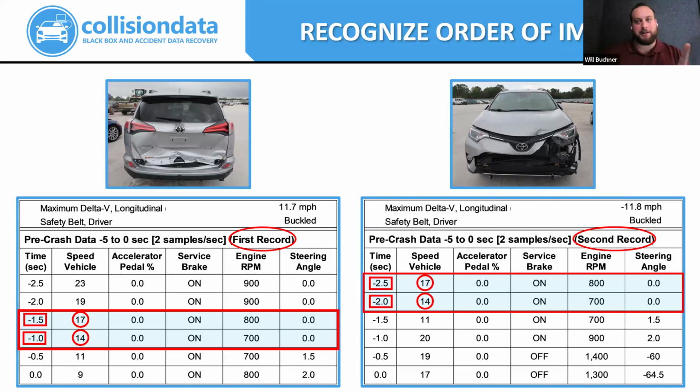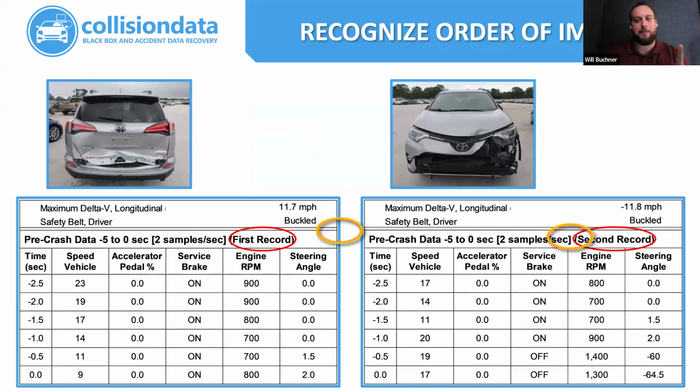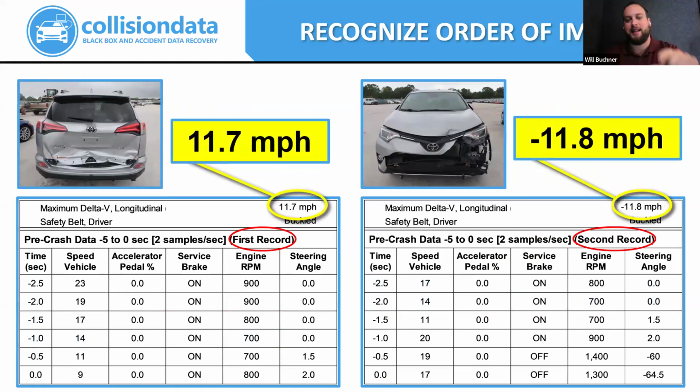Now, we just talked about delta V. The additional data point here is we can see tied to these records that it had a rear impact first and then a frontal impact second, because it sped up by 12 miles an hour and then slowed down by around 12 miles an hour.